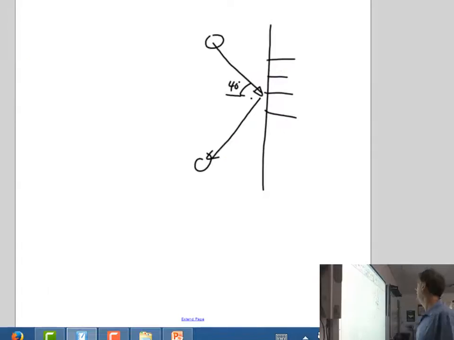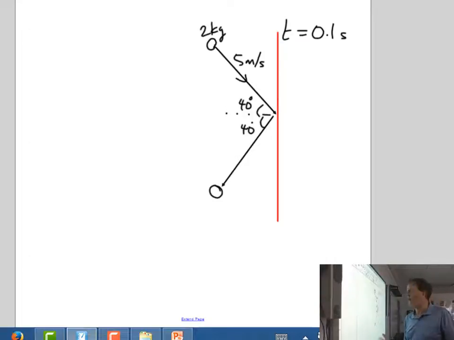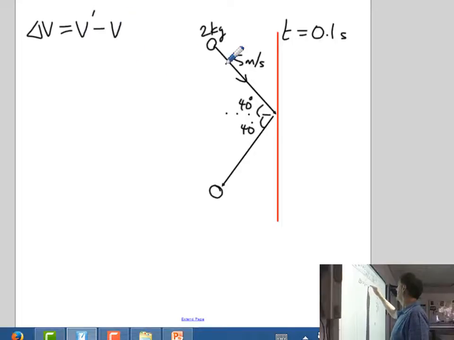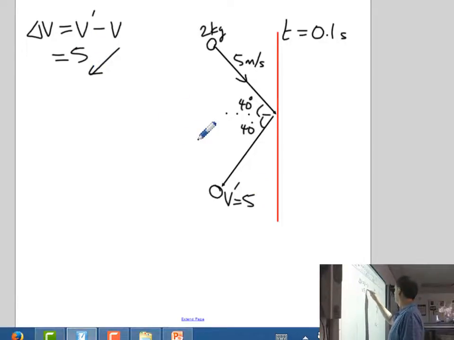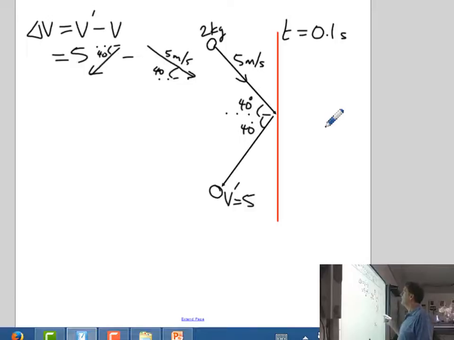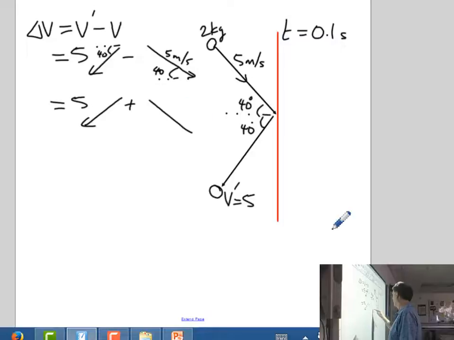If we try this again with this different arrangement, change in velocity is v dash take away v again. And don't forget this is your v dashed here, the 5 coming out. We've got 5 coming out this way at an angle of 40 degrees, minus 5 coming down this way at an angle of 40. You have to be really careful about the vector diagram now. Don't forget you need to reverse this second one. This is plus 5 that way at 40 degrees.